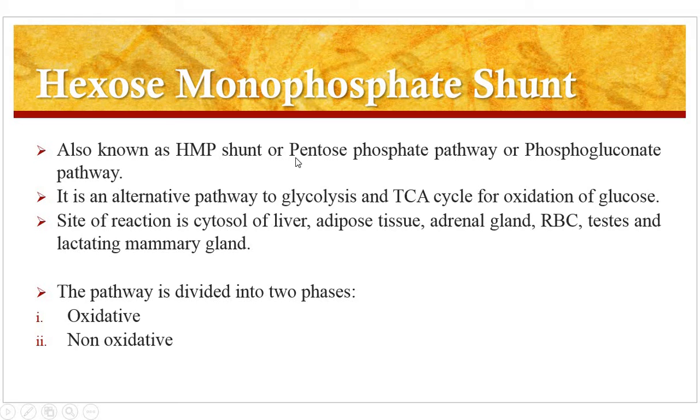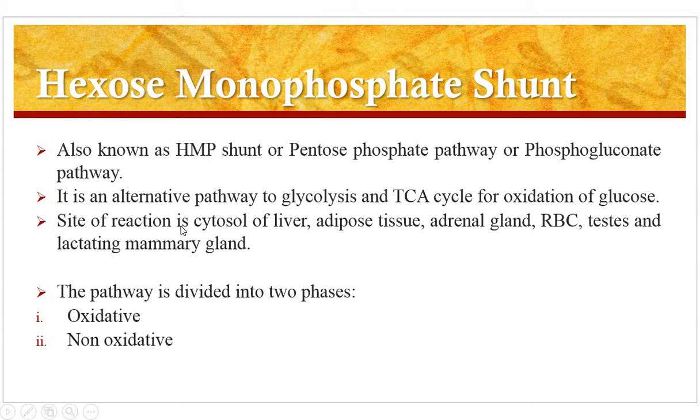The reaction involves the intermediate formation of pentose phosphate, hence it is also known as the pentose phosphate pathway, or the phosphogluconate pathway. It is an alternative pathway to glycolysis and the TCA cycle for the oxidation of glucose. This is a point to be noted: it is an alternative pathway to glycolysis and the TCA cycle for the oxidation of glucose.